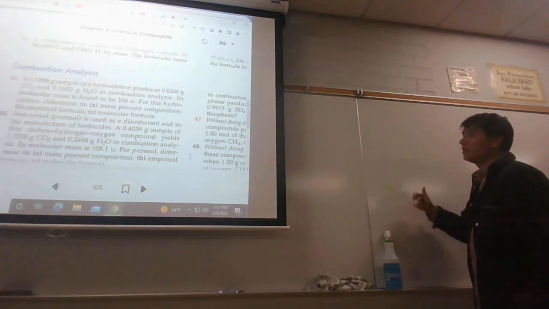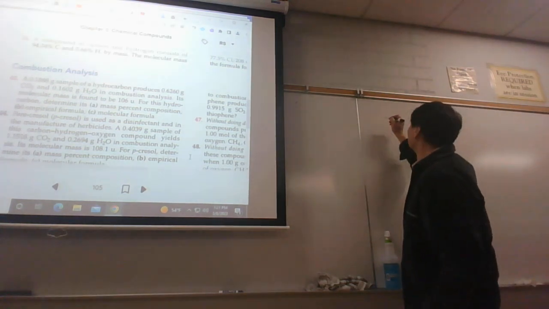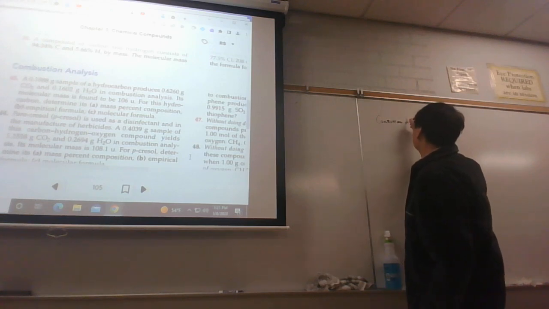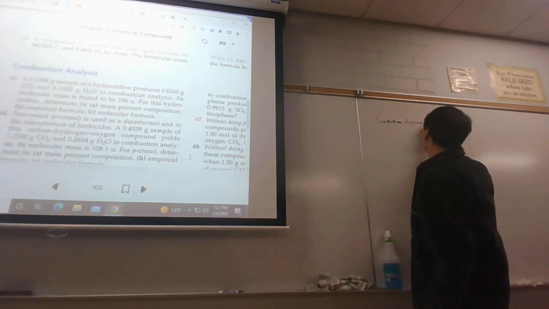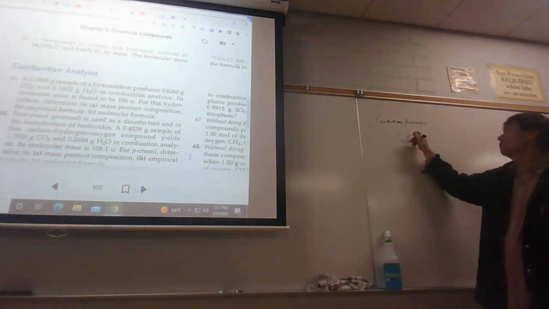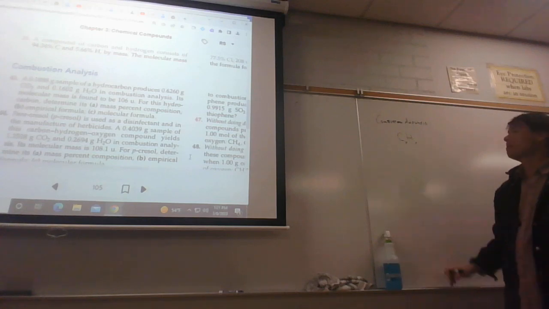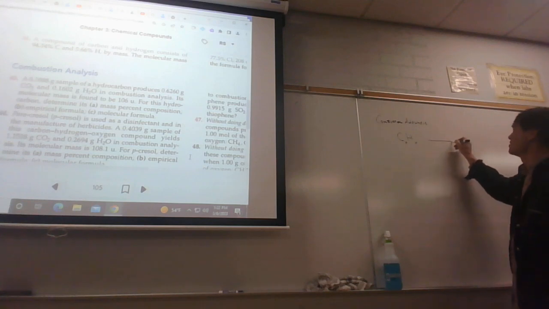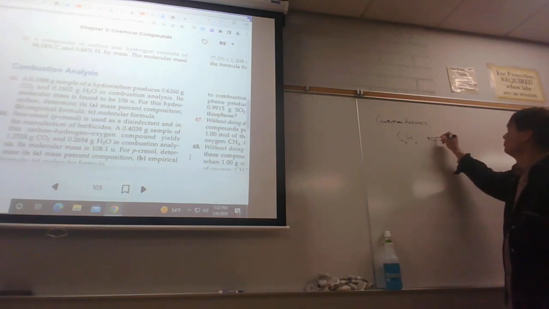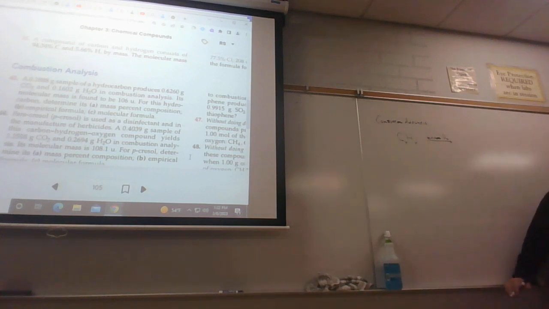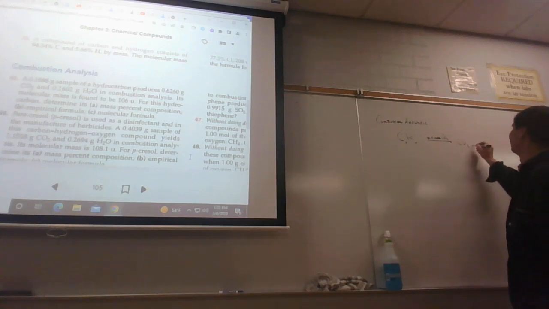So one of the methods of chemical analysis is combustion analysis. Combustion analysis works for hydrocarbons, CxHy. When you burn a hydrocarbon in excess oxygen, what forms? CO2 and H2O. Yeah, CO2 and H2O.